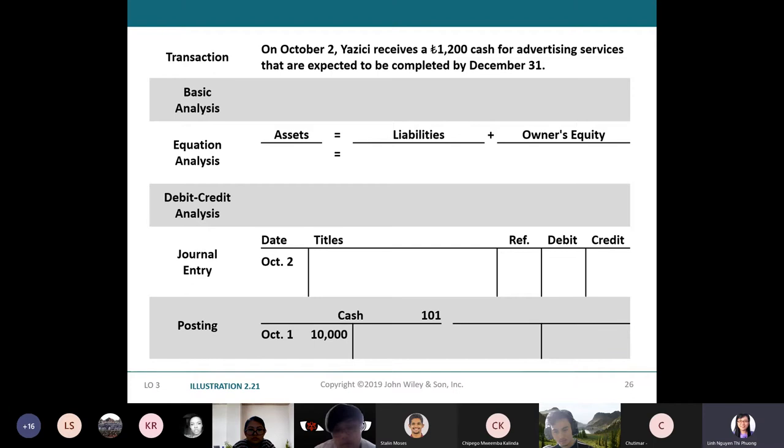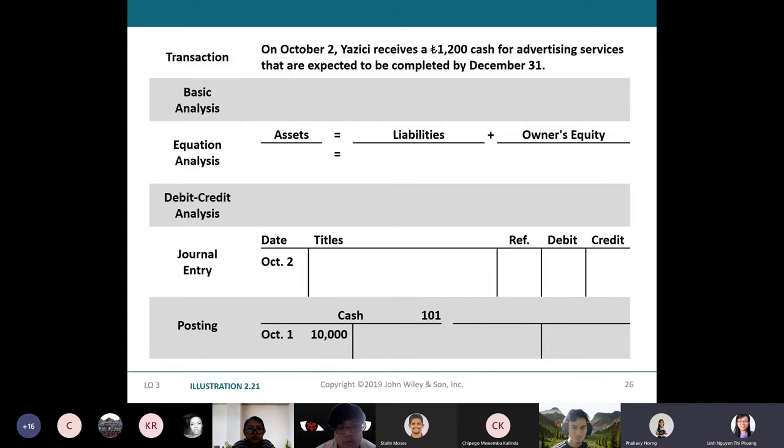On October 2, Yas City received 1,200 cash for advertising services that are expected to be completed by December 31. Okay, so what is that? We receive cash. For what? For advertising service.